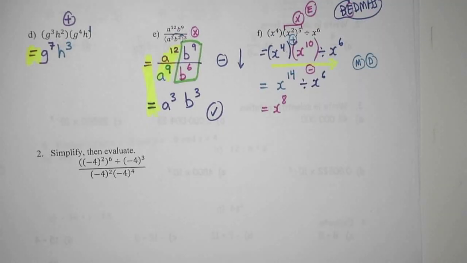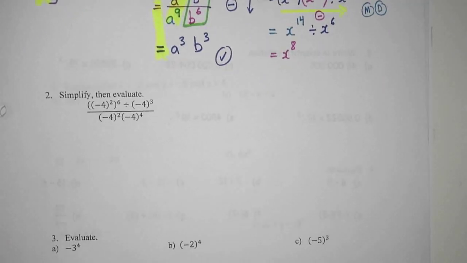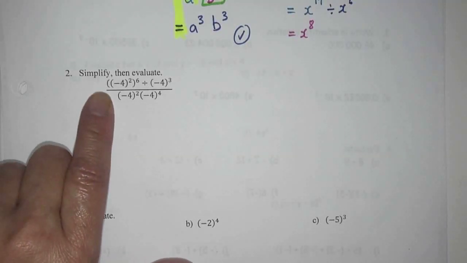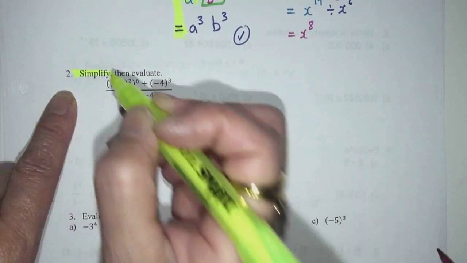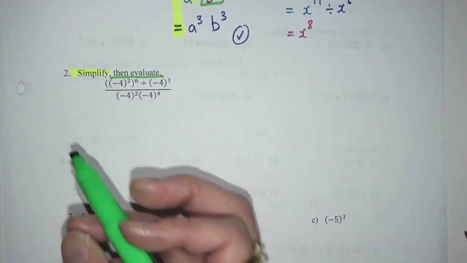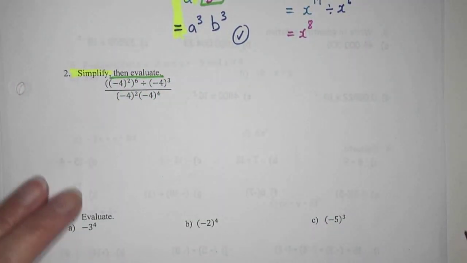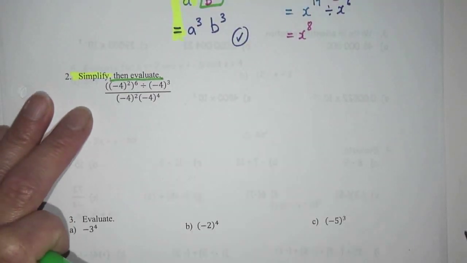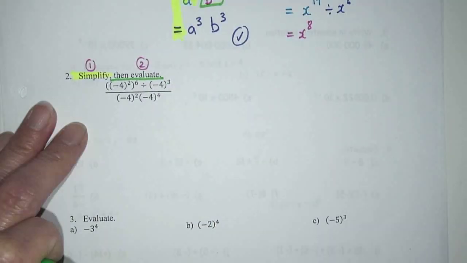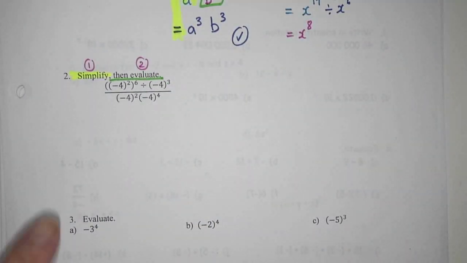Okay, we're almost there. We're going to look at this one now. This one has an instruction: simplify, then evaluate. So it's got two parts to it. Simplify first, we're going to do that first. So first do this, and then second, you're going to evaluate.